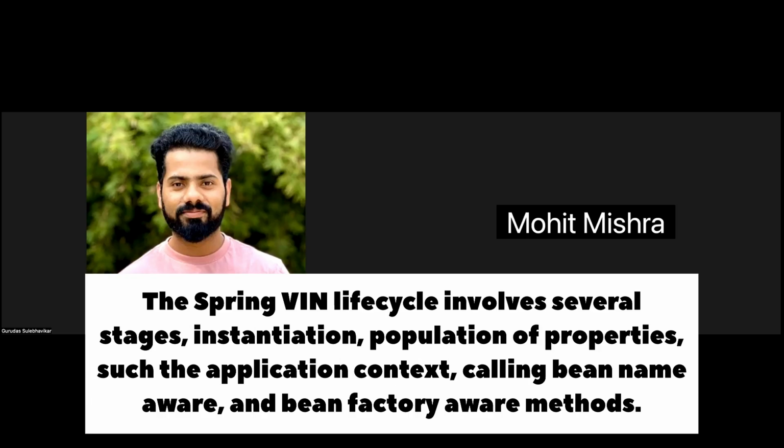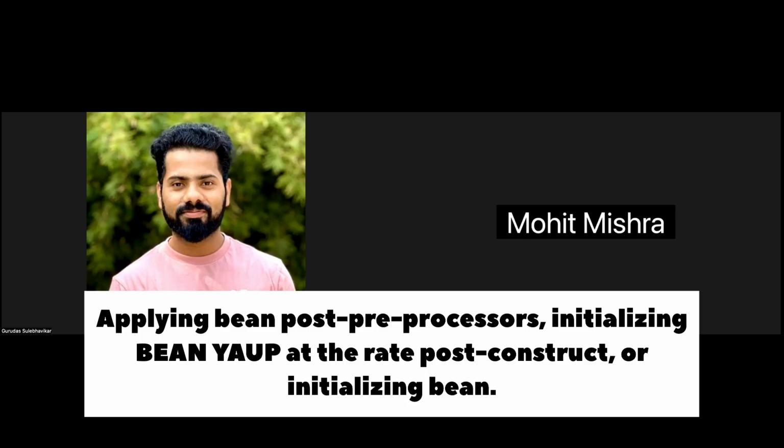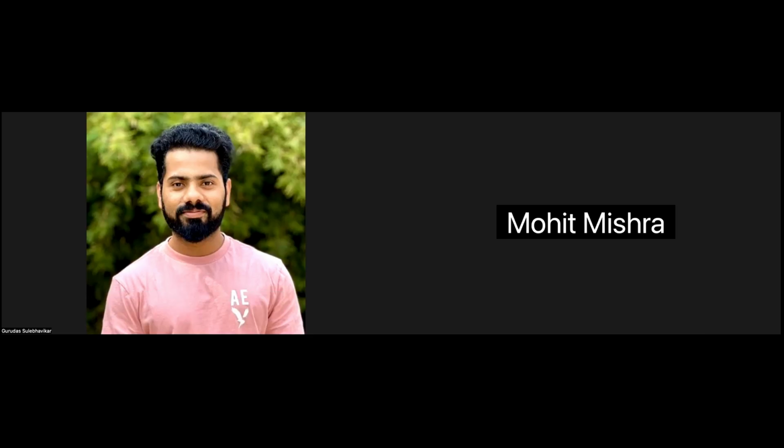The Spring Bean lifecycle involves several stages: instantiation, population of properties, setting the application context, calling BeanNameAware and BeanFactoryAware methods, applying BeanPostProcessors, initializing the bean via @PostConstruct or InitializingBean, and finally destruction via @PreDestroy or DisposableBean.